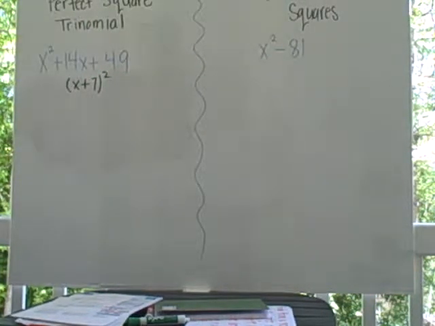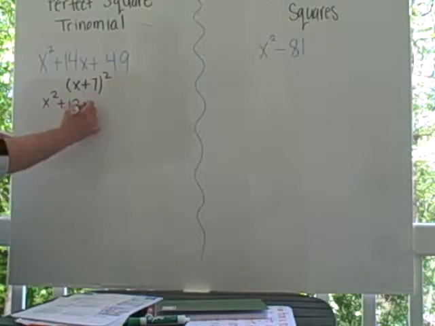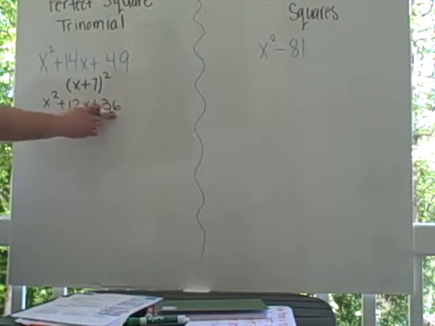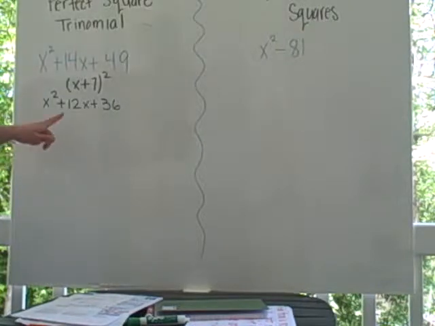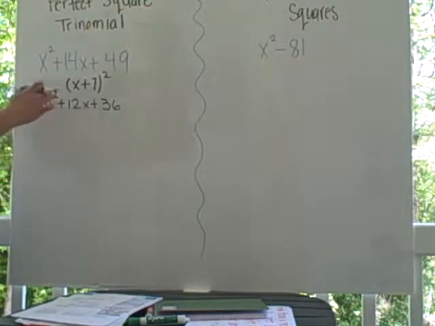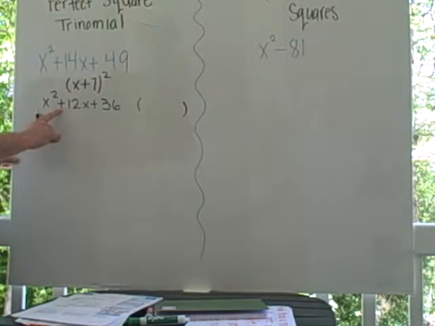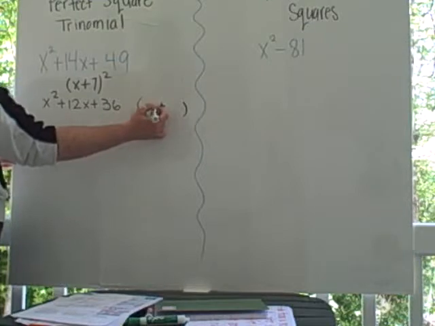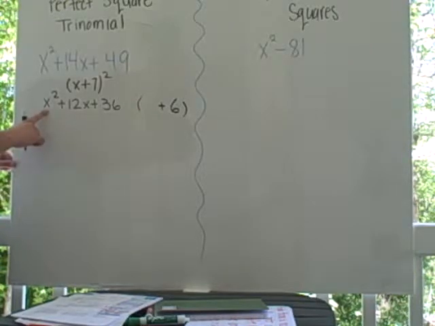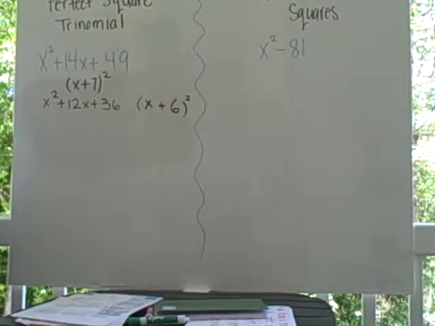Let's take a look at another very easy example. X squared plus 12x plus 36. Here, recognizing 6 times 6 is 36, and then 6 times 2 is 12. This is a perfect square trinomial. Looking to factor this, I would put the parentheses. Everything is addition here, so I would put an addition sign between. 6 times 6 is 36, so the 6 goes there. X times x is x squared, so the x goes there, and then I put a 2 there.